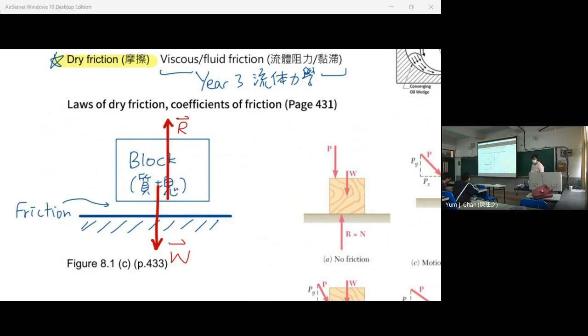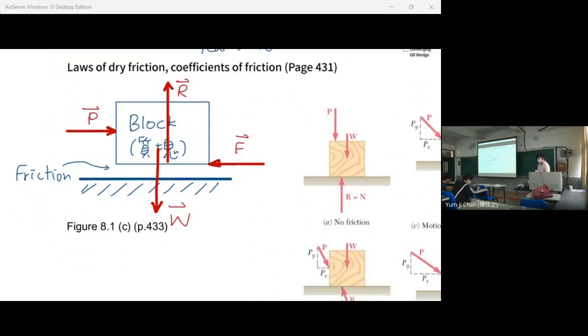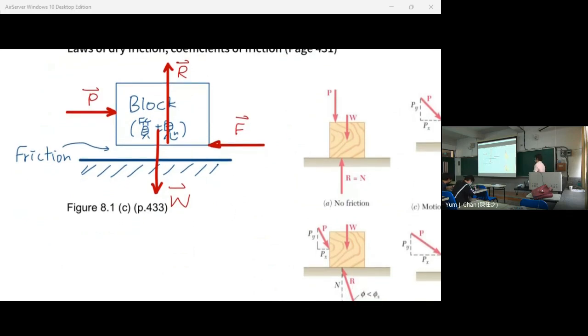Now if we want to push the block to the right, then we have a force P here. But because we have friction, we have friction F here. So these are the 4 forces I will talk about in this week.